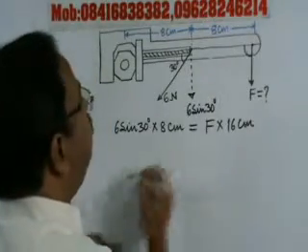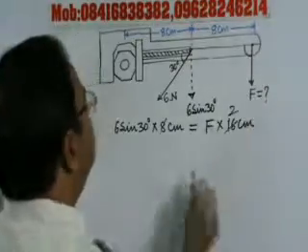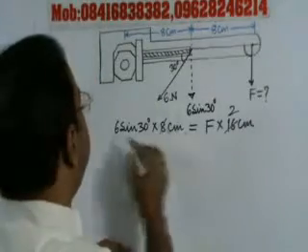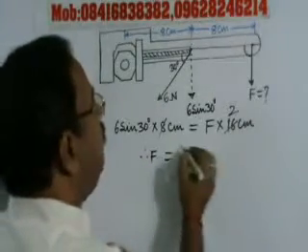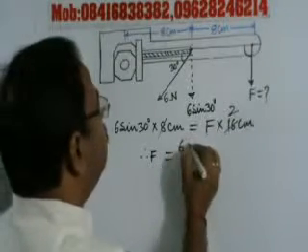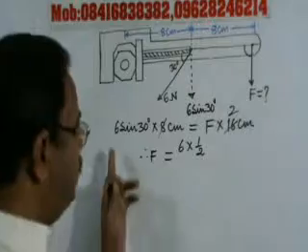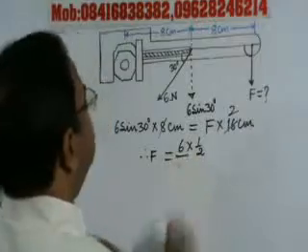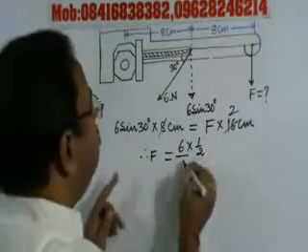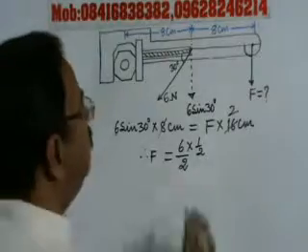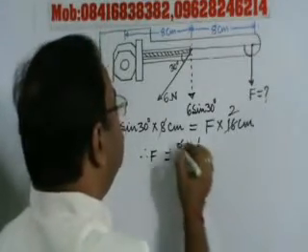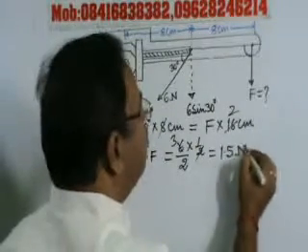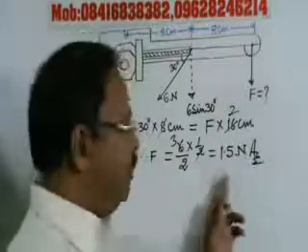So 8 by 16 is one over 2. Now therefore F will be equal to 6 sine 30 degrees, and sine 30 degrees is half, and this is 2. So this is 6 by 4, and dividing by 2, this is 3 by 2, which is equal to 1.5 Newton. So the magnitude of this force will be equal to 1.5 Newton.